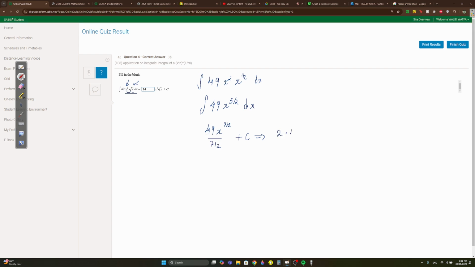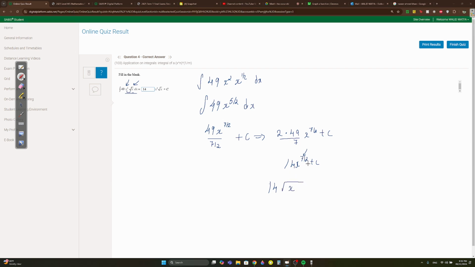Always, when you're dividing by a fraction, keep the numerator down, take the denominator up. So it's going to be 2 times 49 over 7, x to the power of 7 over 2 plus c. This is going to be 14 x to the power of 7 over 2 plus c. Just simplifying this up. And x to the power of 7 over 2, you can't keep it as a fraction, so we have to change it into a root. How do you change it into a root?